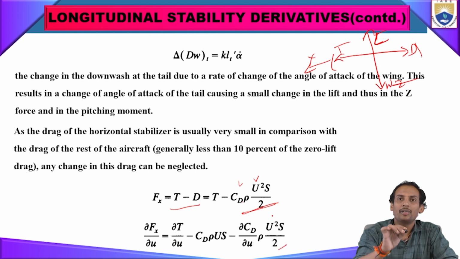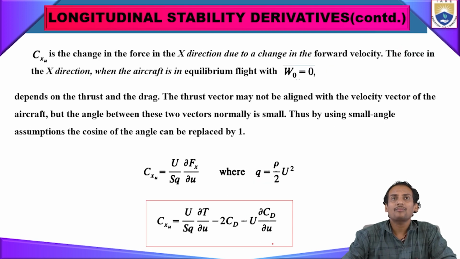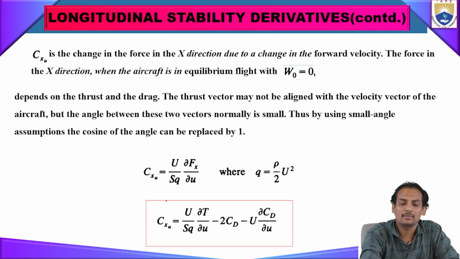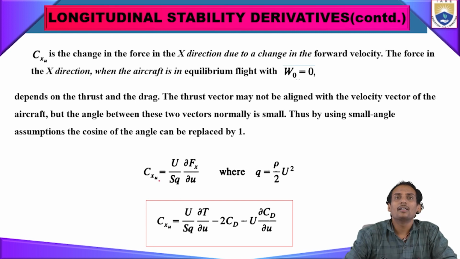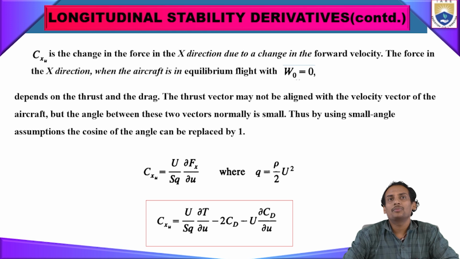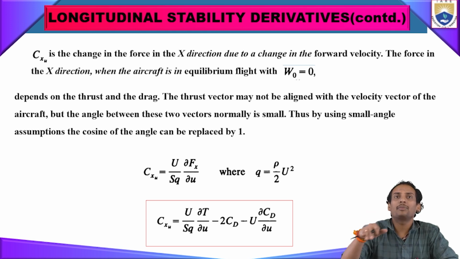So ∂F/∂x can be written like this. Then CXu is the change in the force in the x direction. Suppose we take a constant like CXu in a linear direction with respect to x, the rate of change of forward velocity.